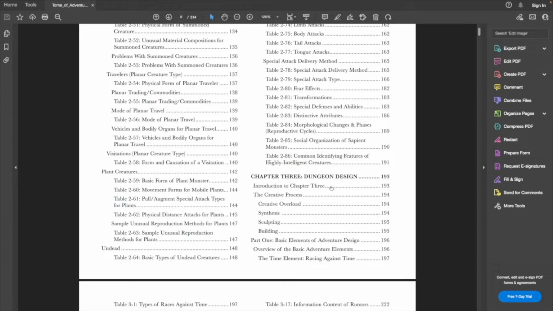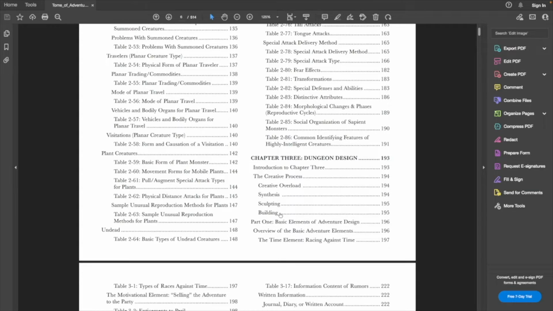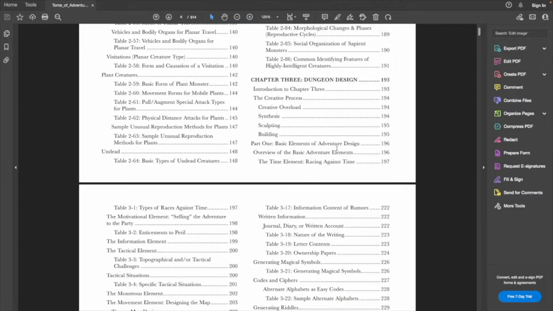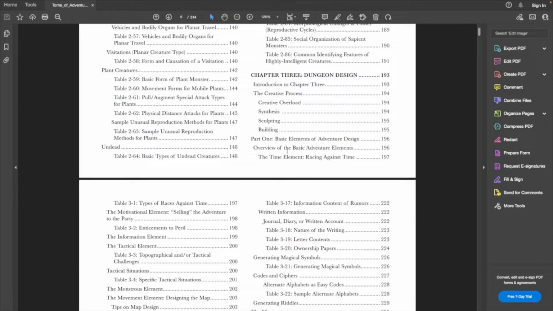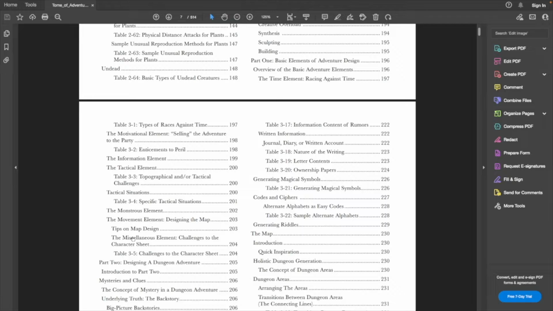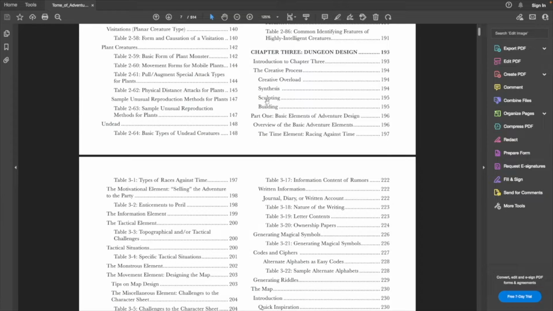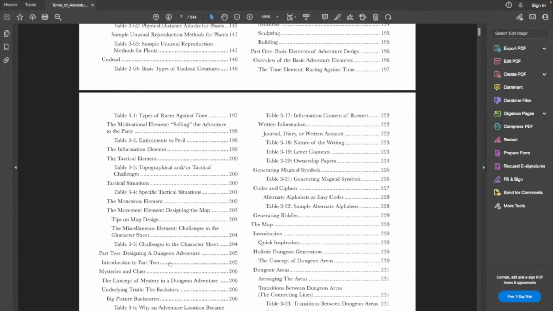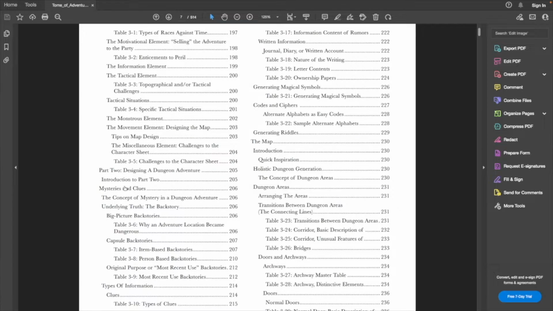Chapter 3, we get into dungeon design. We look at the introduction. Let's see here. Part 1, basic elements of adventure design. And this is where they guide you through the process of creating a dungeon. Motivational elements, selling the adventure, informational element, tactical situations. And that was all part of part 1, the basic elements of adventure design. And then they get into part 2, designing a dungeon adventure. And in here, what do you have? Mystery and clues, and then types of information.